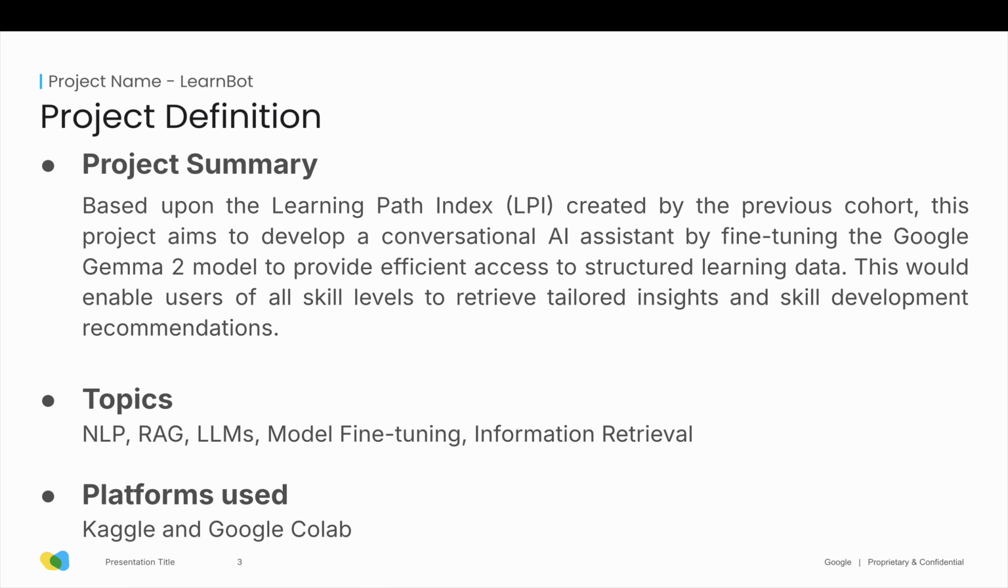Based on the Learning Path Index created by the previous cohorts, this project aims to develop a conversational AI assistant by fine-tuning the Google Gemma model to provide efficient access to structured learning data. This would enable users of all skill levels to retrieve tailored insights and skill development recommendations.